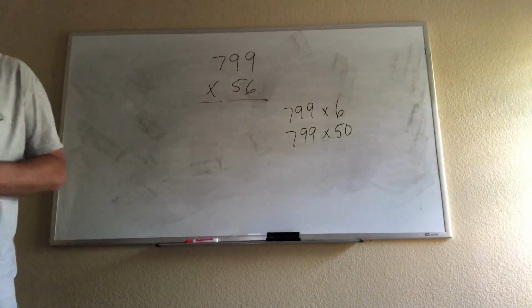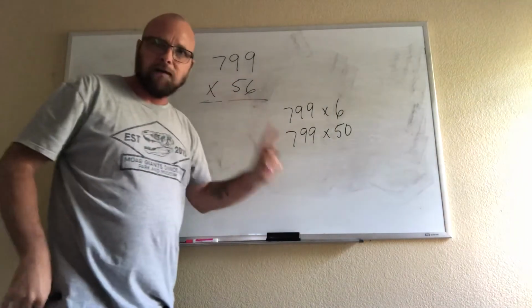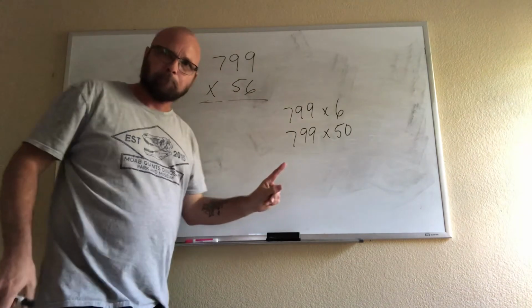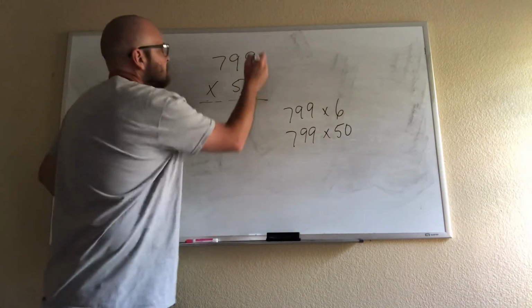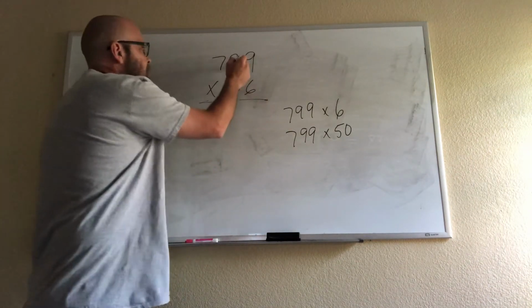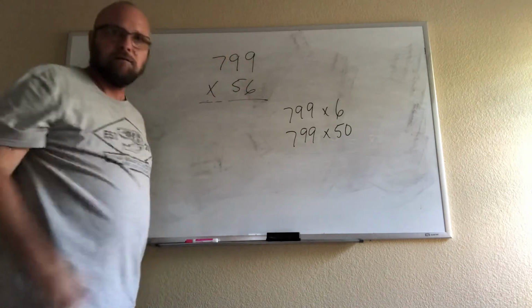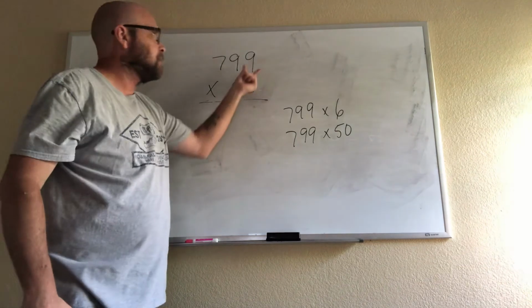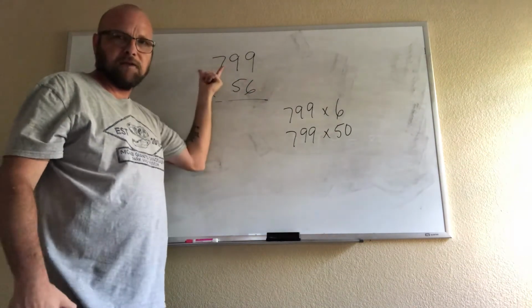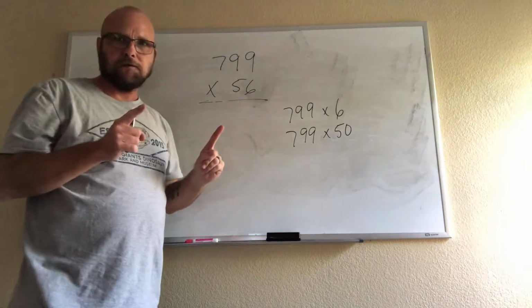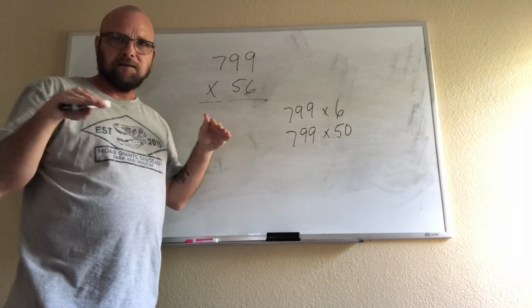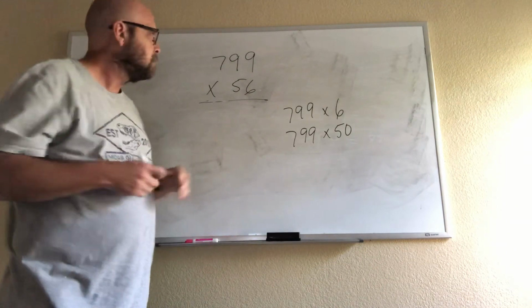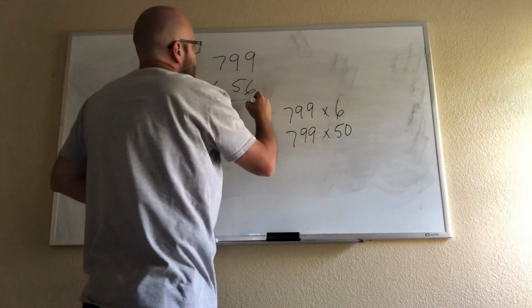But even if I do the standard algorithm, I am doing 1 digit at a time. I'm doing my 6 times 9, my 6 times 9, my 6 times 7. I'm not doing 6 times 799. I'm doing 6 times 9 and 6 times 9 and 6 times 7. So 1 digit times 1 digit. That is it.